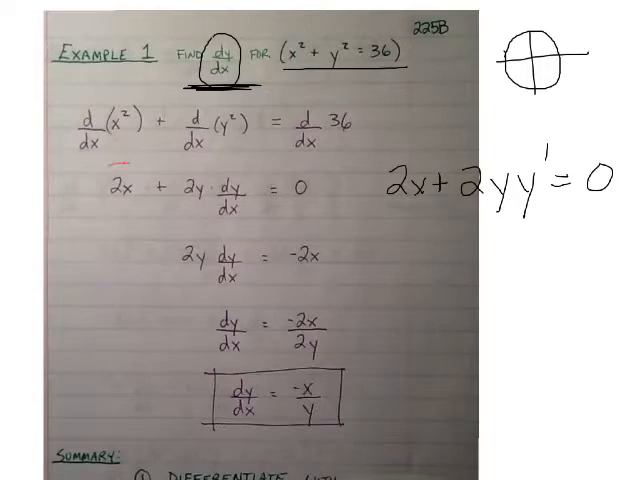So I moved my x values over to the right hand side, and then if I'm trying to isolate the dy dx, I'm going to divide both sides by 2y, and that gives me dy dx is negative 2x over 2y, and the 2's cancel. So that gives me my final answer of dy dx equals negative x over y.